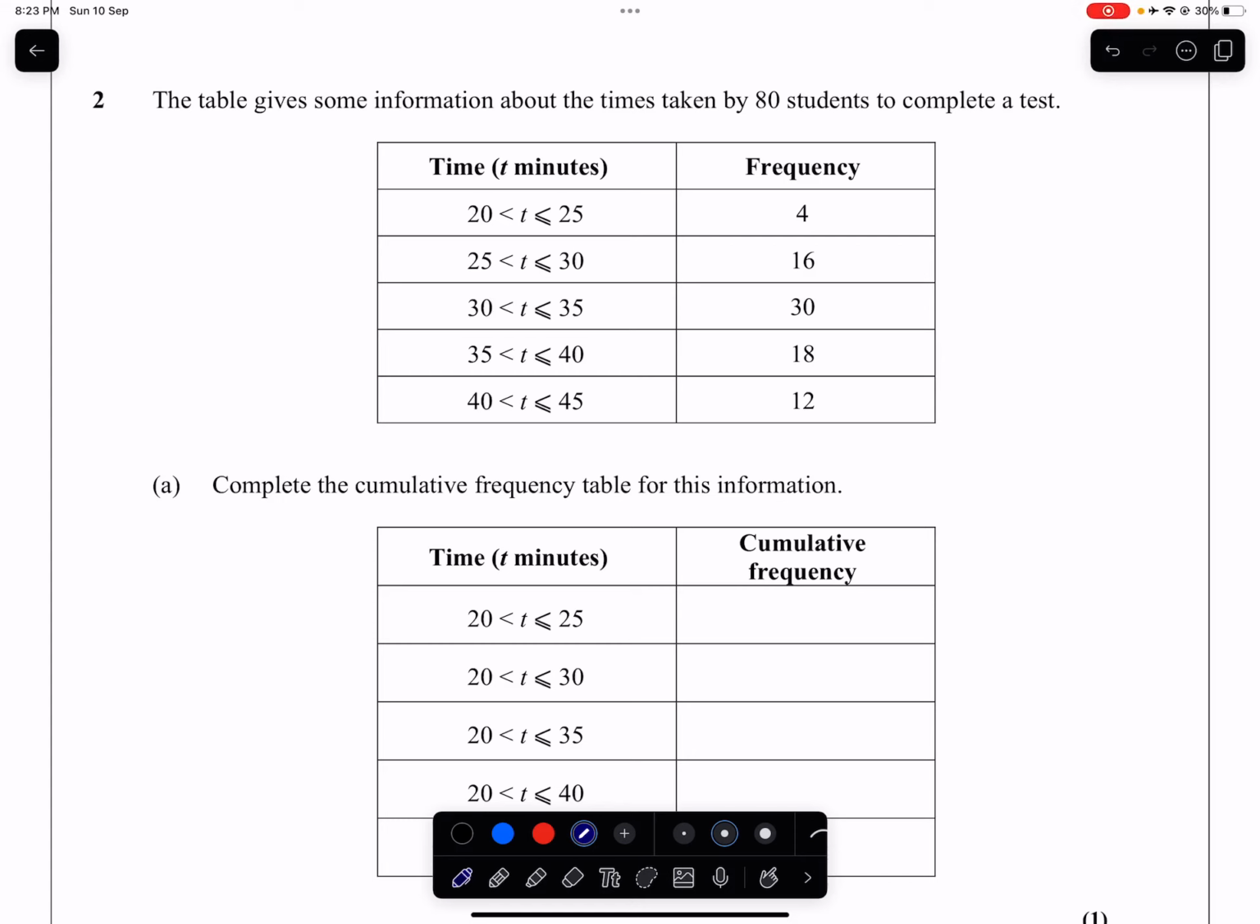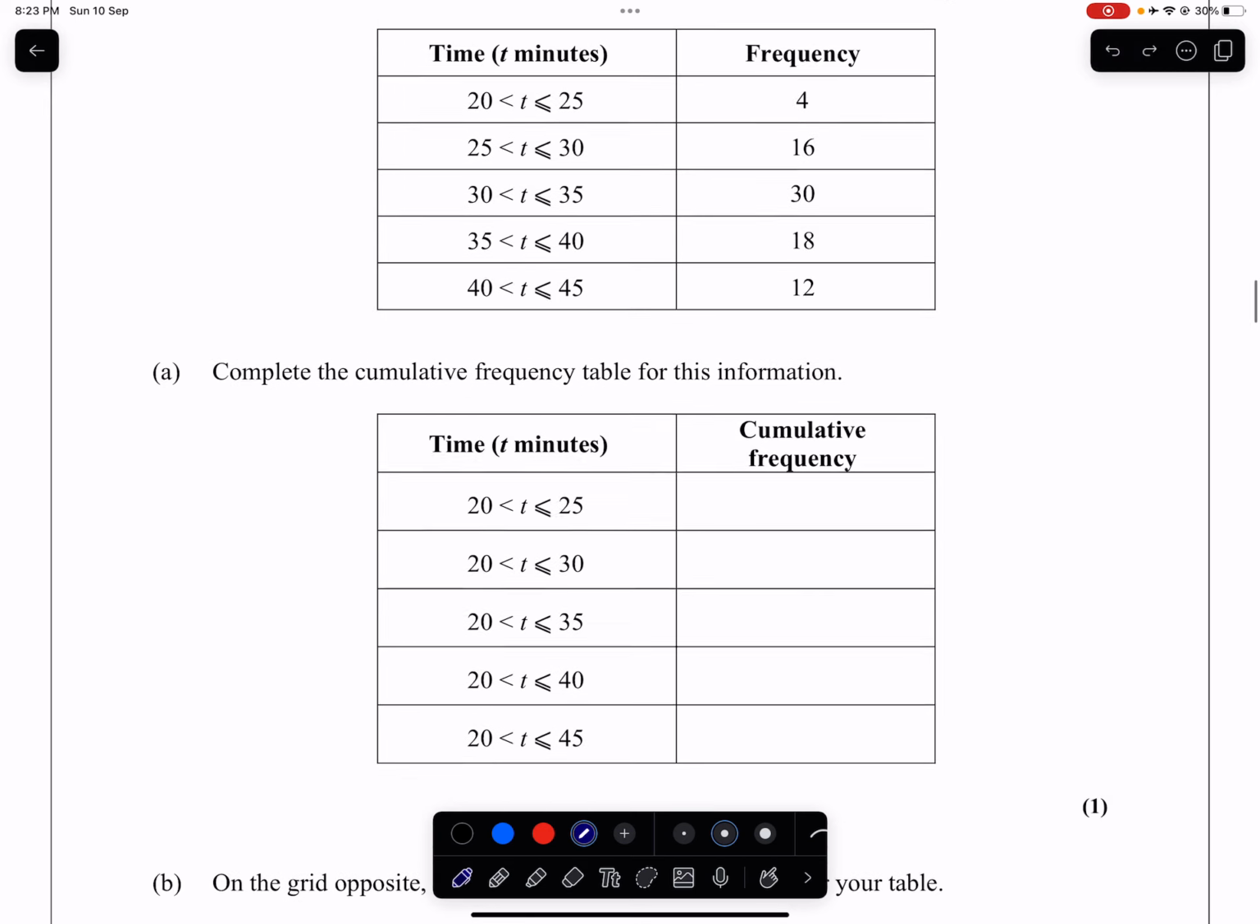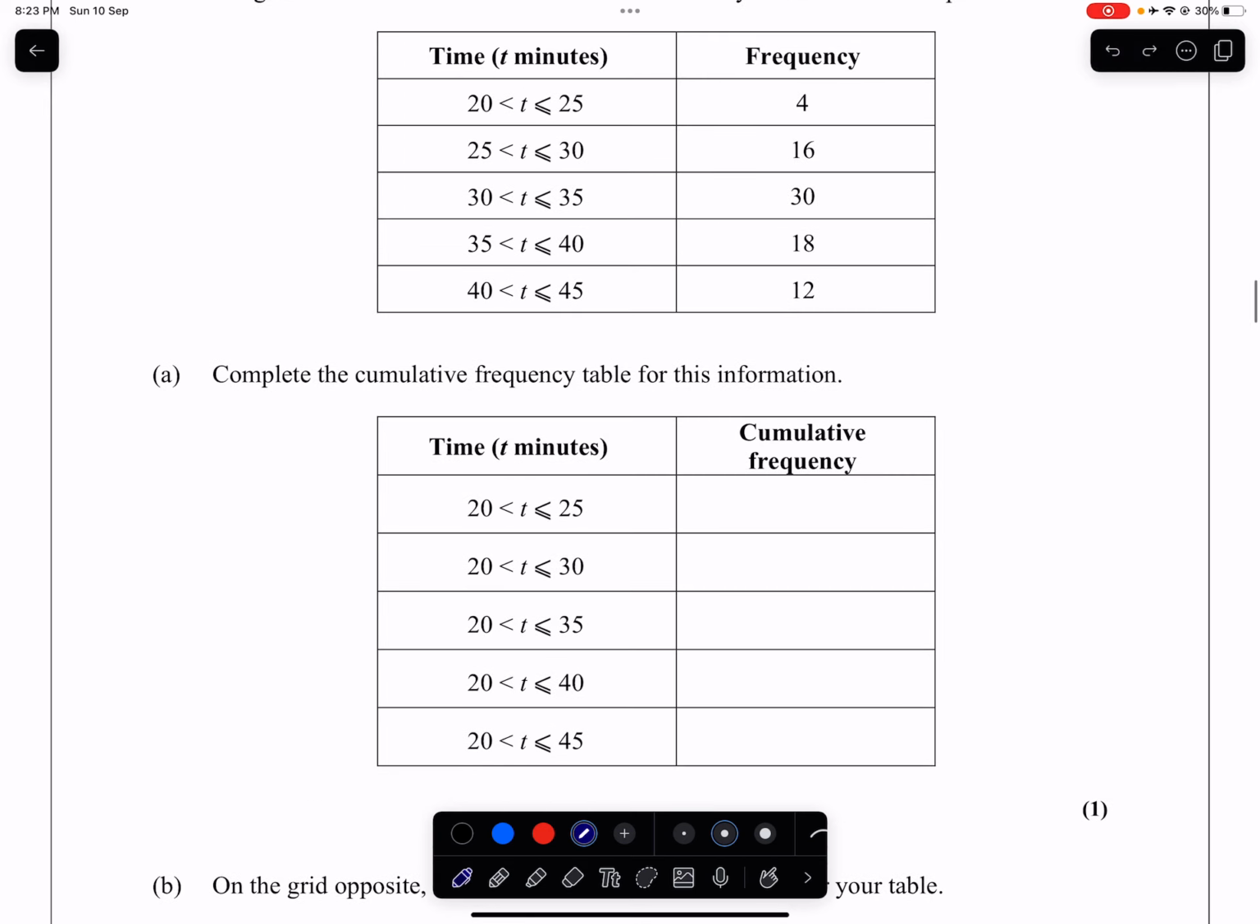Question 2. Information is given about the times taken by 80 students to complete a test. So 4 people took between 20 and 25 minutes to complete the test. 12 people took between 40 and 45 minutes, so on and so forth. First part, we're being asked to find the cumulative frequency.